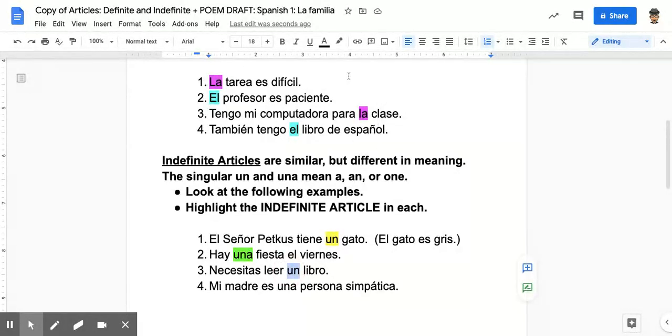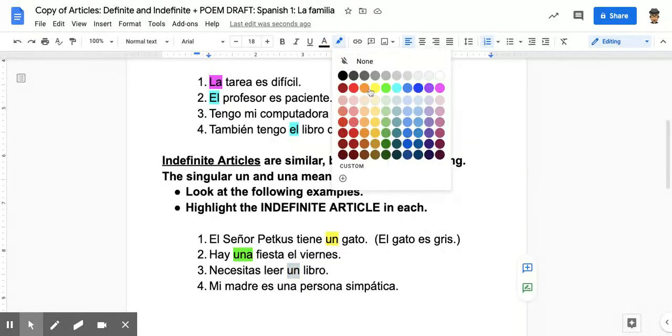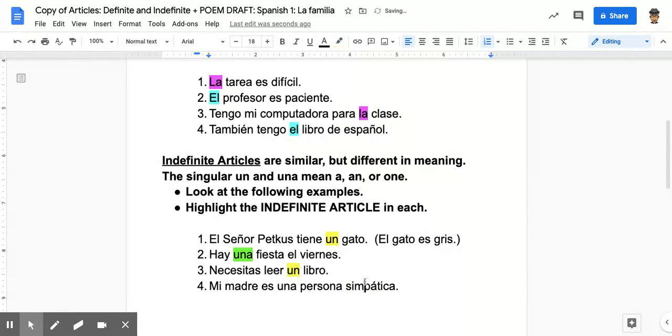Necesitas leer un libro. You need to read a book. Which book? It doesn't say. Just any book, a book. All right. Now, later on, I could say the book needs to be at least 100 pages, or the book needs to be a biography. But it doesn't say that here. It just says you need to read a book, any book.